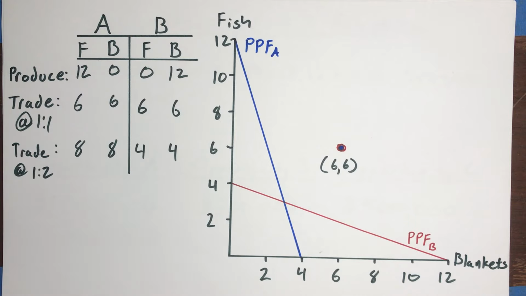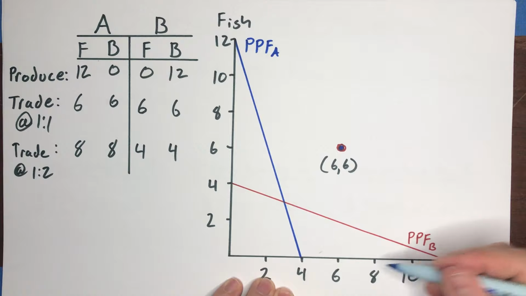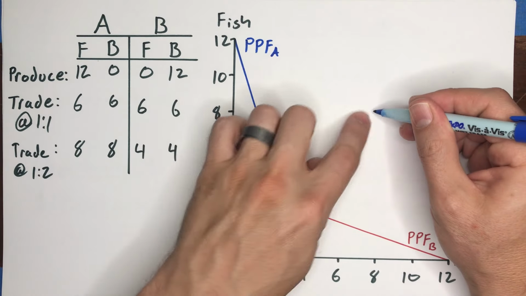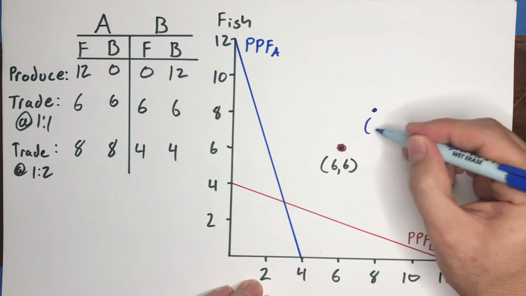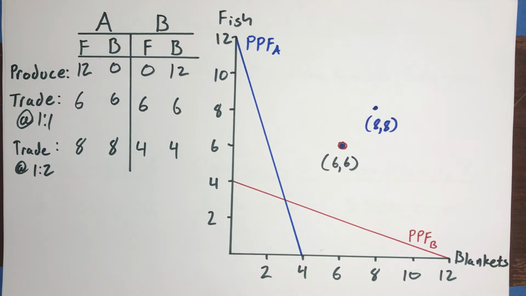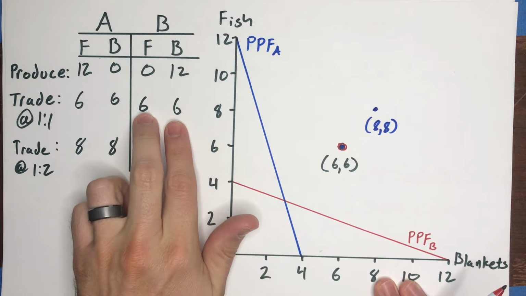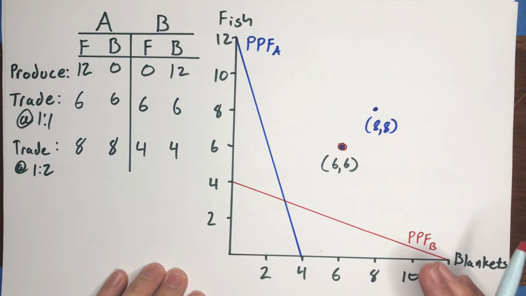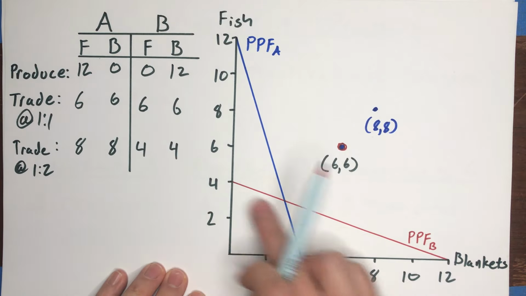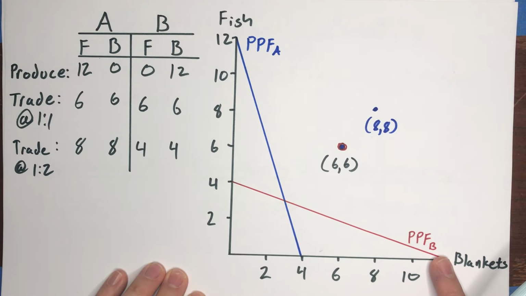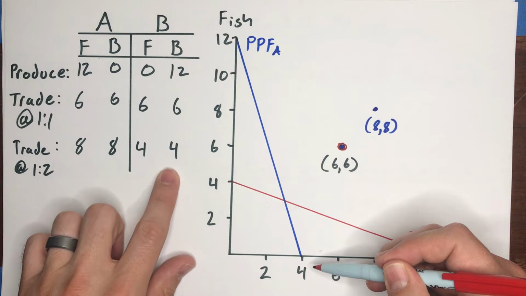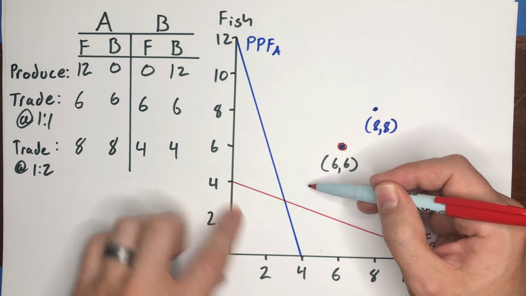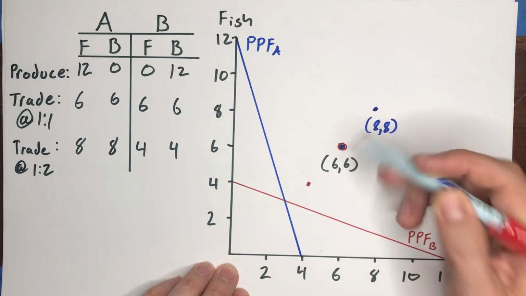Bob, well, let's actually start with Alice. She's obviously better off trading at that ratio than she would be if she was producing only for her own consumption. So she would get 8 blankets and 8 fish, and that would put her right there on the graph. Bob, however, notice that he's obviously not doing as well as he was when they were trading 1-for-1, but is he still better off than he would be if he was stuck on his own production possibility frontier? Well, he gets 4 blankets and he gets 4 fish, and notice that that puts him at a point right about there.